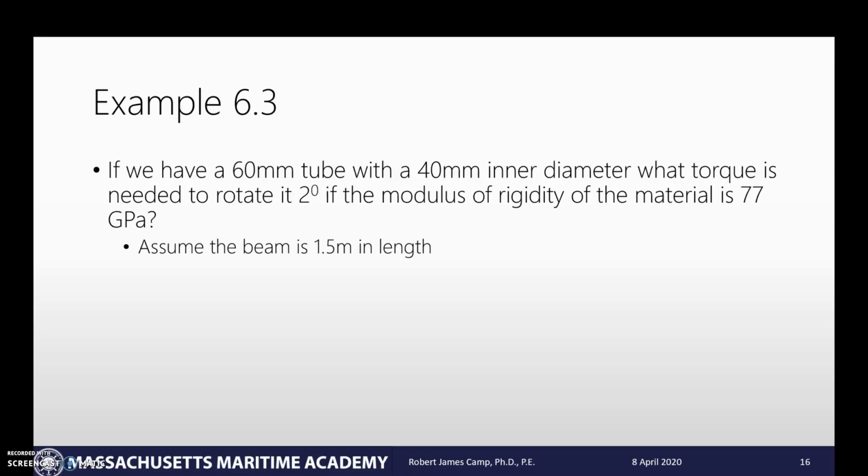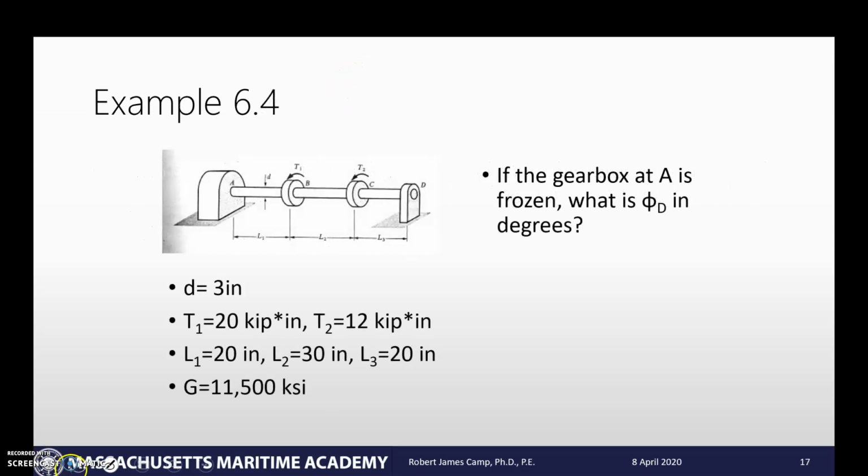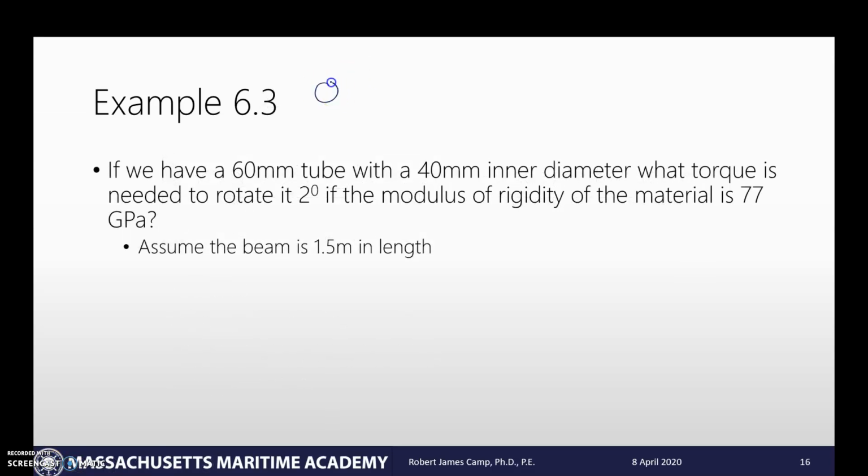So if we take a look at this, our equation for angle of twist is TL over JG. At this point we know what the angle of twist is, so I want to rewrite this because I want to find torque. So torque will be the angle of twist, JG over L. Now the problem gives us directly the modulus of rigidity and the length, so we're fine.